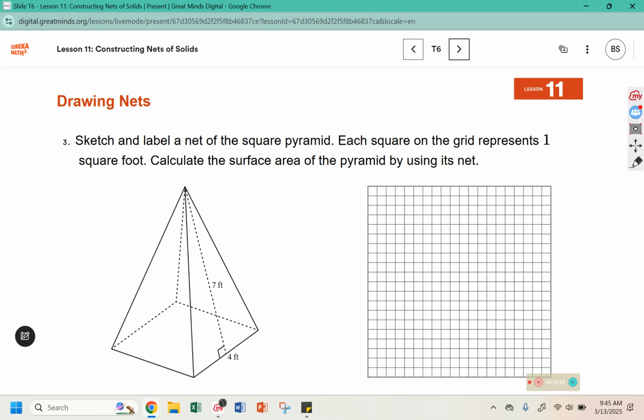Sketch and label the net of the square pyramid. Each square on the grid represents 1 square foot. Calculate the surface area of the pyramid by using its net. So we have a square base, which is 4 by 4 because it tells us it's a square. And then our triangles are 4 wide, but 7 tall. So we're going to go up 7. 1, 2, 3, 4, 5, 6, 7.